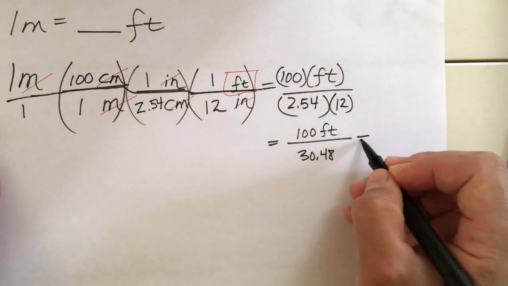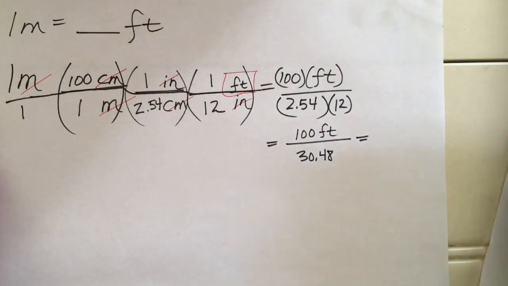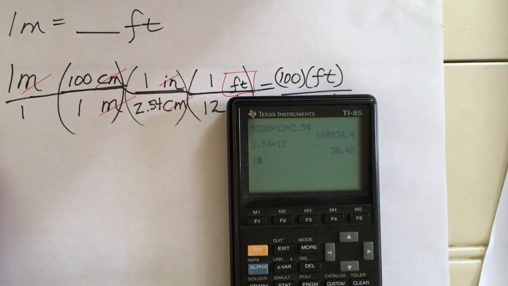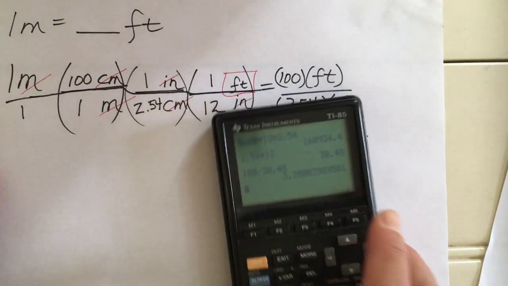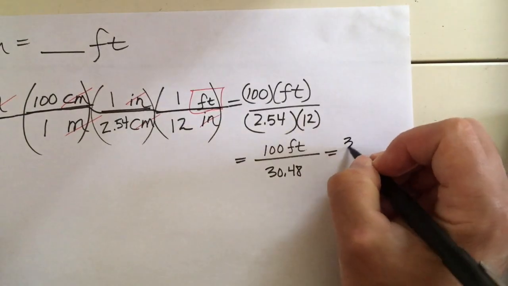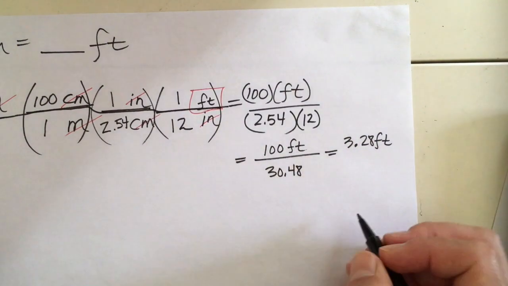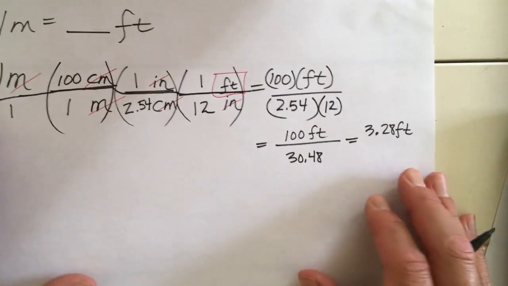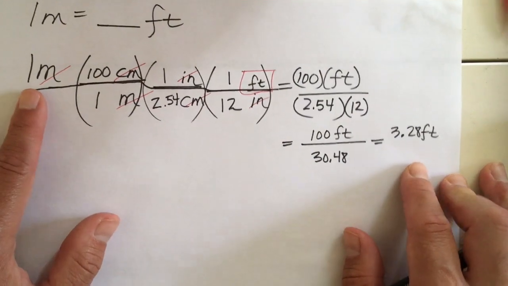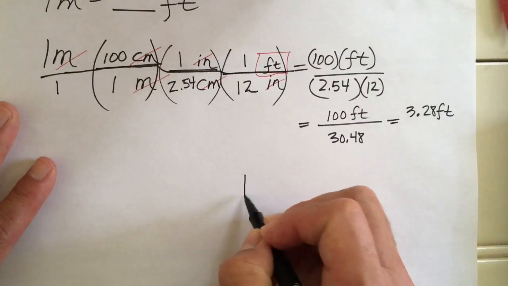All right, let's find out. Let's divide this in our calculator. 100 divided by 30.48. Always type in the top number first, then divided by the bottom number, the denominator. 30.48 is equal to 3.28. Now you might say, cool, I didn't know that. 3.28 feet is equal to 1 meter. So I'm going to write that right at the bottom.